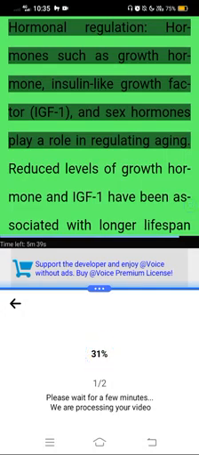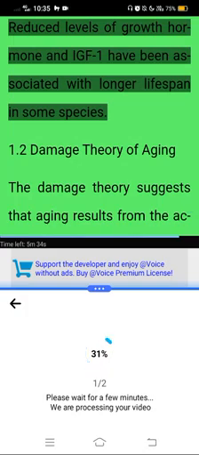Hormonal regulation. Hormones such as growth hormone, insulin-like growth factor (IGF-1), and sex hormones play a role in regulating aging. Reduced levels of growth hormone and IGF-1 have been associated with longer lifespan in some species.